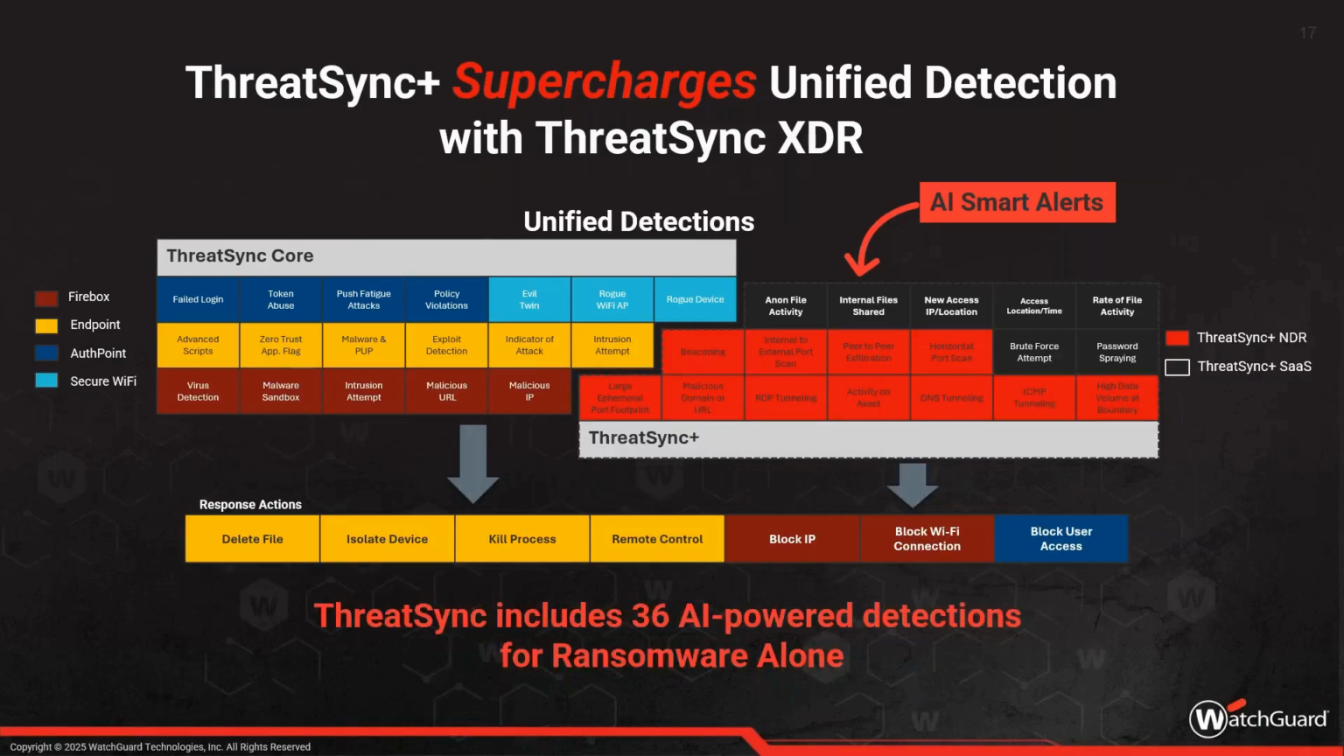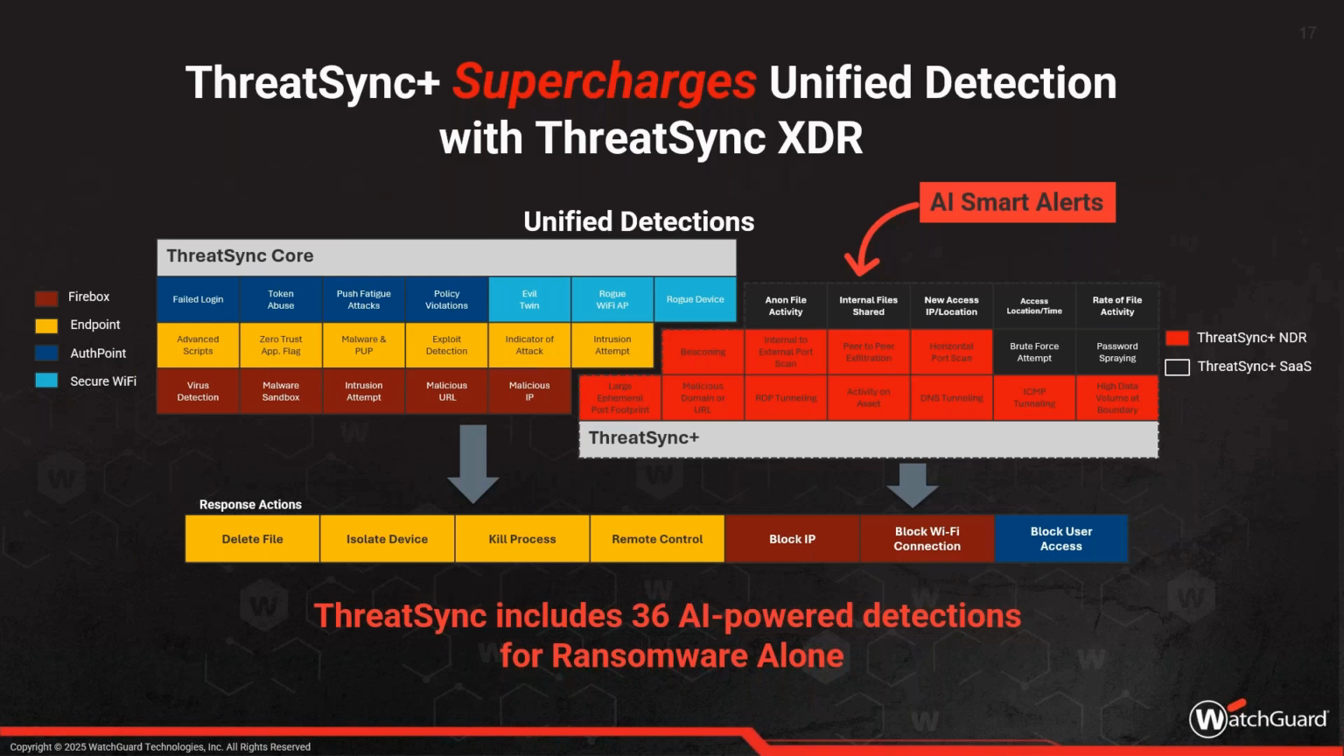And when you look again at that ThreatSync Plus capability, the addition of the network detection and response, you really start to expand the capabilities of unified detection in XDR, right? On the left-hand side here, I'm showing the core detections of ThreatSync Core, our XDR approach I talked about. Things like detecting those failed logins, the token abuse, right, from the authentication capability, finding your viruses and malware in the network behaviors, as well as the endpoint detection capabilities.